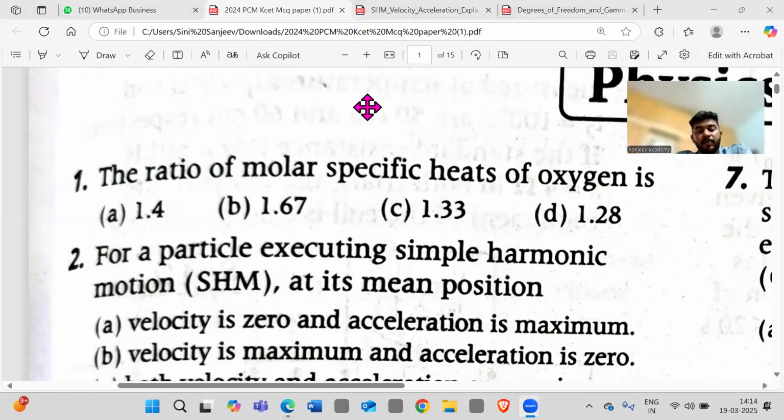How many of you are not comfortable with the questions? Kindly put in chat option, not in my WhatsApp number, in the chat option. If it is difficult, let me know. The ratio of molar specific heat of oxygen is. If it is difficult, just type difficult or no, something like that, so I will come to know. I want everyone to be very active in chat. Those who are more active in chats, they are the ones getting more marks.